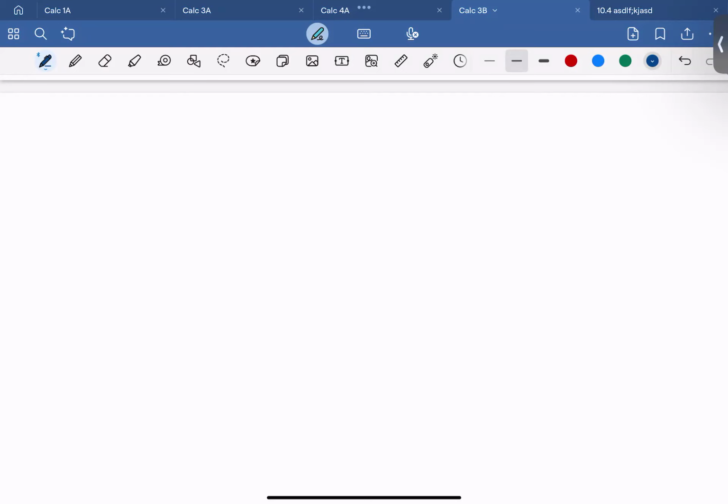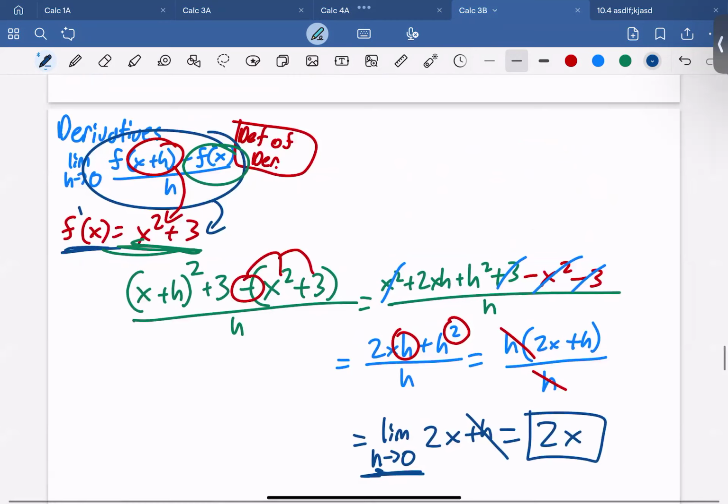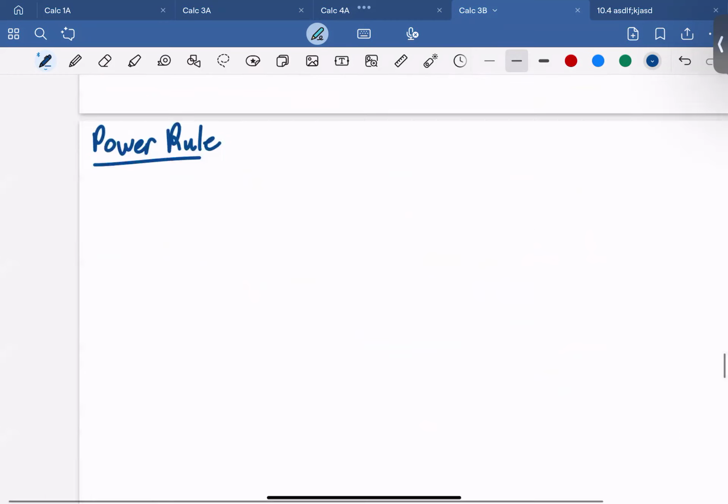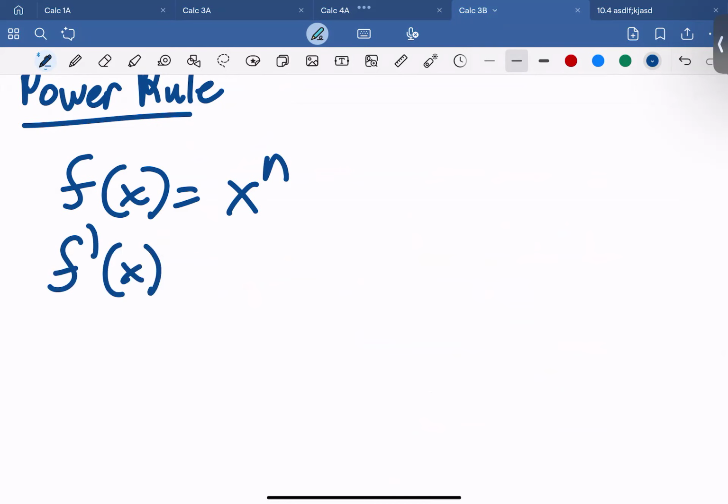Okay, derivatives continued. We have the power rule first. Instead of doing what we did earlier, this definition of the derivative, which, yes, sucks, I know, the power rule is awesome. Let's say your function is x to the n. The derivative of the same function would be n brought down to the front times x to the n minus 1. Okay, so let's see this in action.